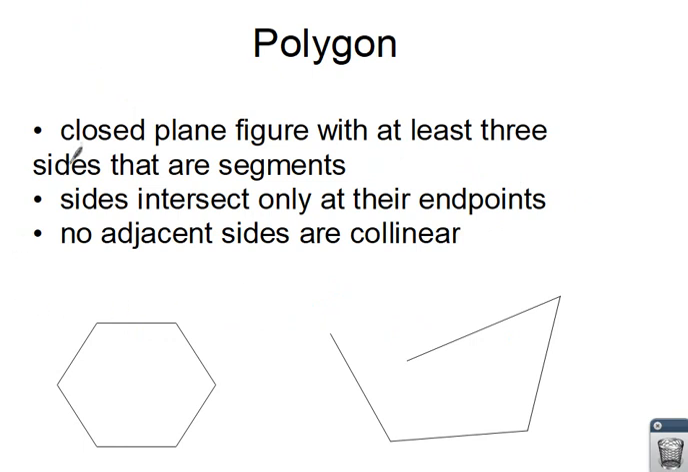A polygon is a closed plane figure, so it's a flat figure, that has at least 3 sides that are segments. But it has to be closed, so it can't be like this guy on the right where he's opened up. Sides intersect only at their endpoints, so you can't have anything that looks like this and call it a polygon. And no adjacent sides are collinear.